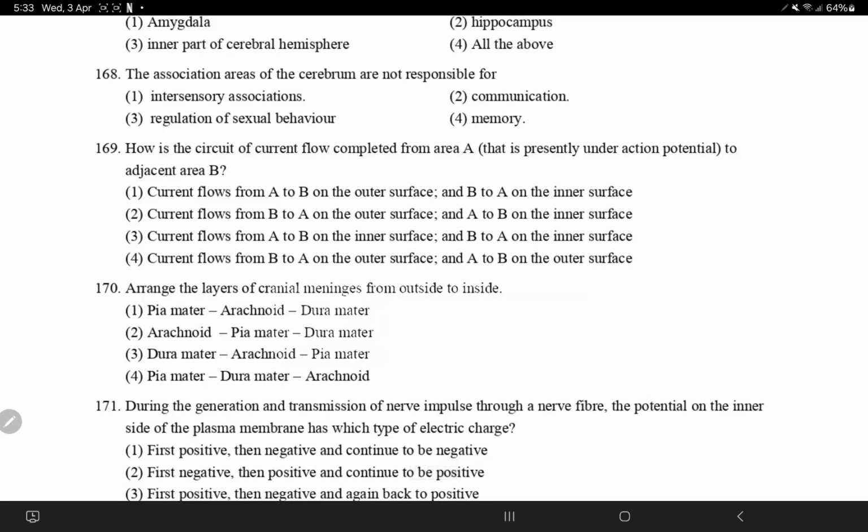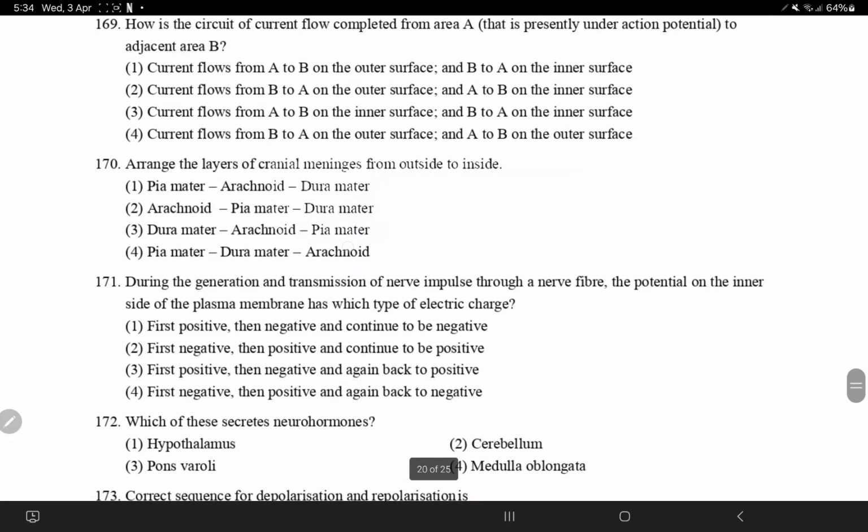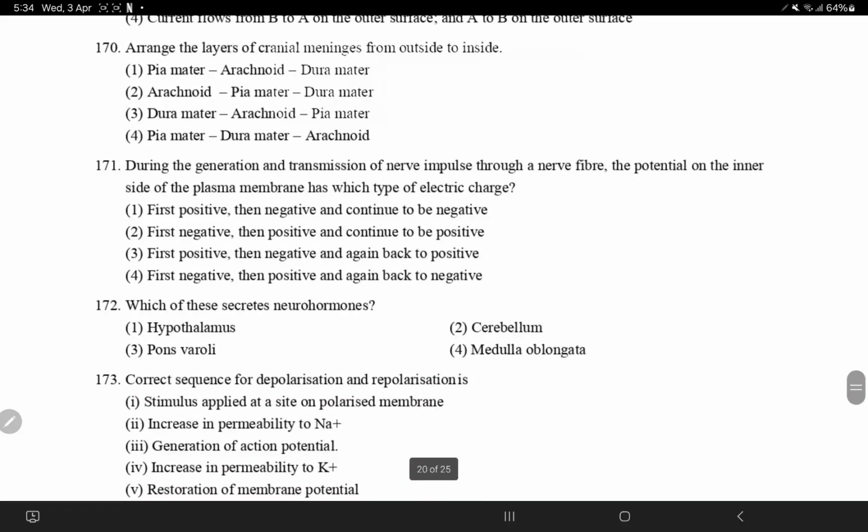Which of the following circuits is completed from A to B? Current flows from B to A on the outer surface and A to B on the inner surface. B to A and A to B. Arrange the layers of cranial meninges from outside to inside. Dura mater, arachnoid mater, pia mater. Option 3.